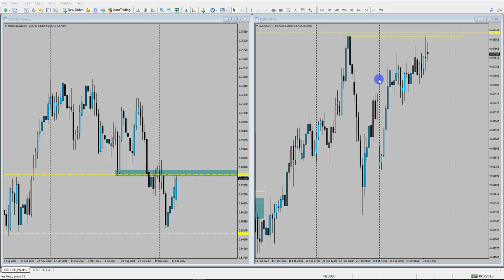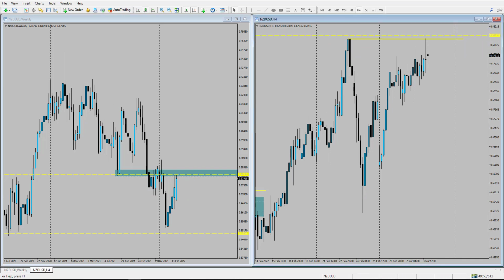Now, the 4-hour time frame has shown us that price has come back into the zone. We're starting to see another rejection. You can see there's a doji candlestick there showing us that neither the buyers nor the sellers are winning at this point. There's a lot of indecision going on around this area here.